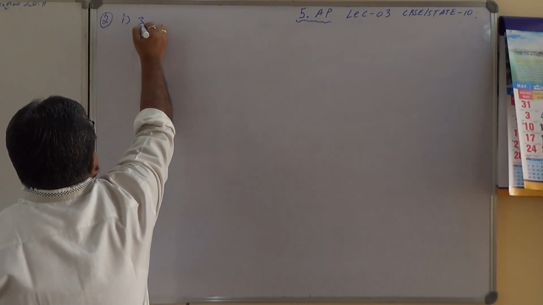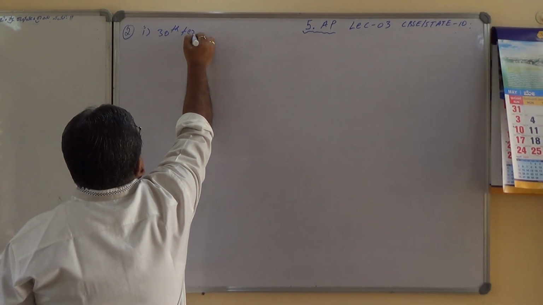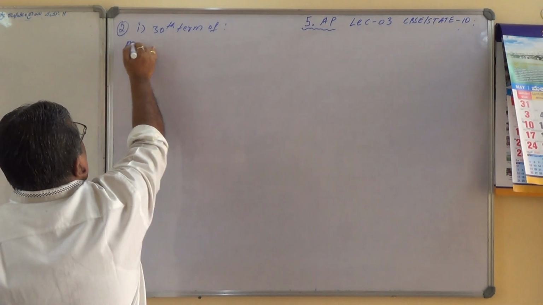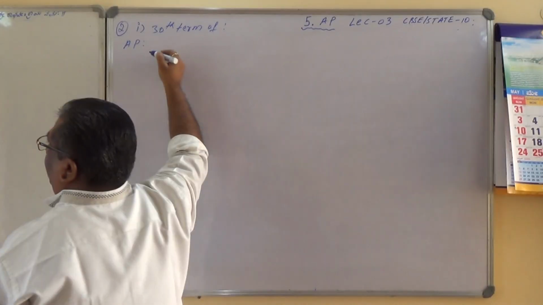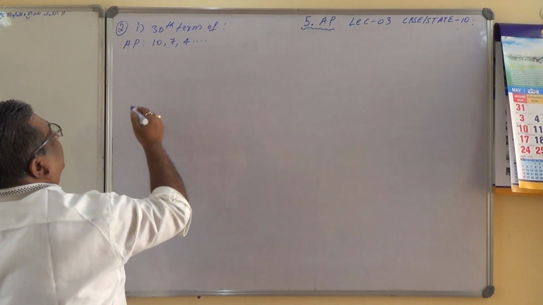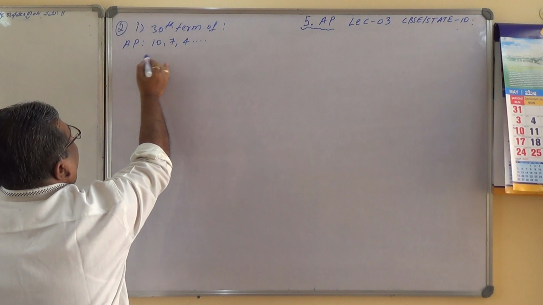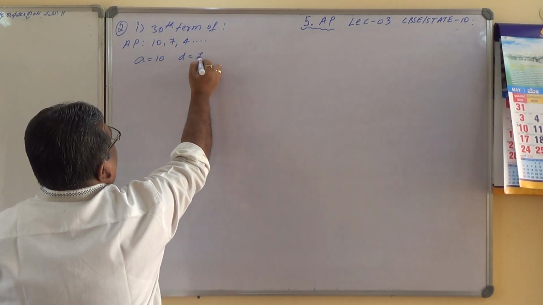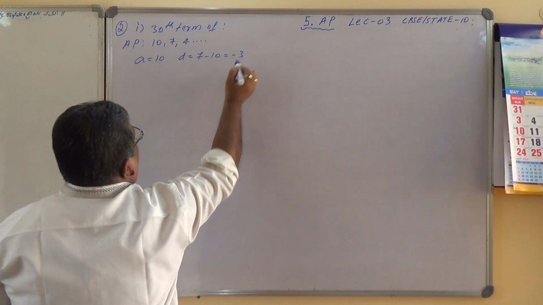First one, 30th term of the AP. The AP is given as 10, 7, 4, dot dot dot. I have to find the 30th term. So the AP is given: A equals 10, D equals 7 minus 10, which is minus 3.